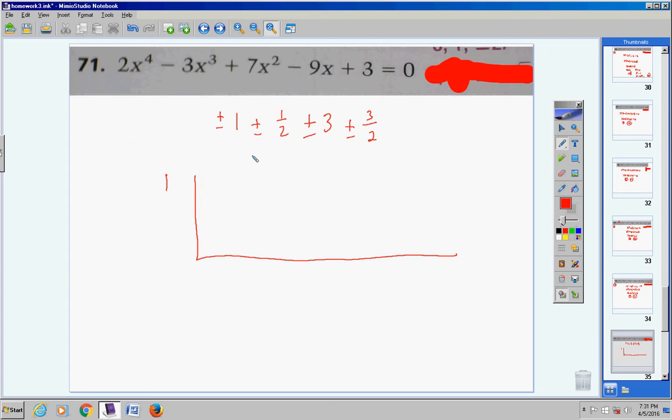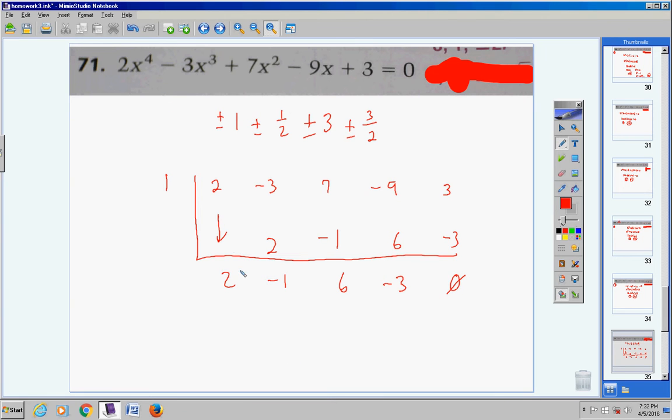And let's see if I'm missing any terms. I've got a 4, 3, 2, 1, constant term. That's good. My coefficients are 2, negative 3, positive 7, negative 9, positive 3. I have a 4th degree and 5 numbers. That's good. Bring down your 2. 1 times 2 is 2. Combine. 1 times negative 1 is negative 1. Combine. 1 times 6 is 6. Combine. 1 times negative 3 is negative 3. Combine. So there we go.